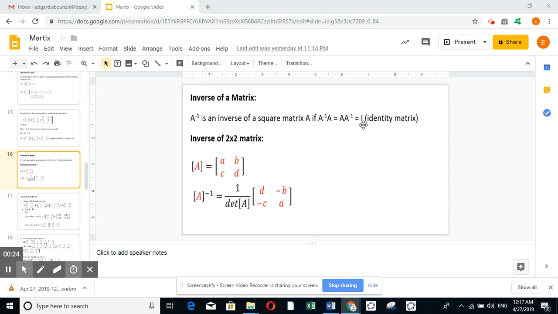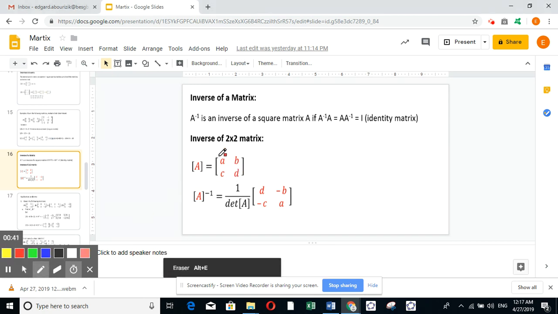And we talked about the identity matrix. It is a square matrix where all the main diagonal entries are 1 and everything else is 0. So we cannot find an inverse of a matrix unless it is square. We're going to start with 2 by 2. If you have a 2 by 2 matrix, how do we find the inverse?